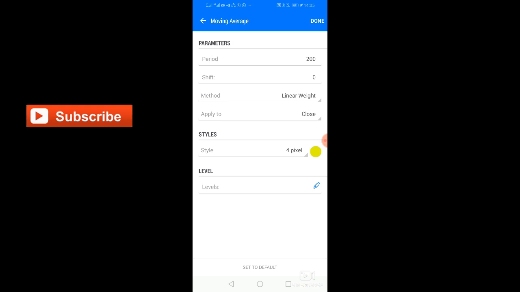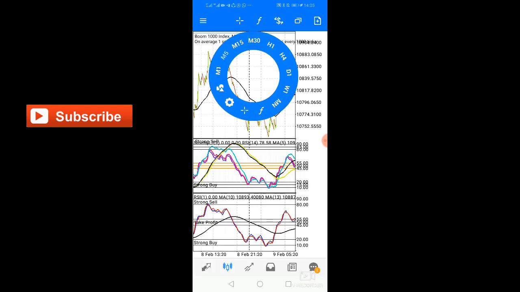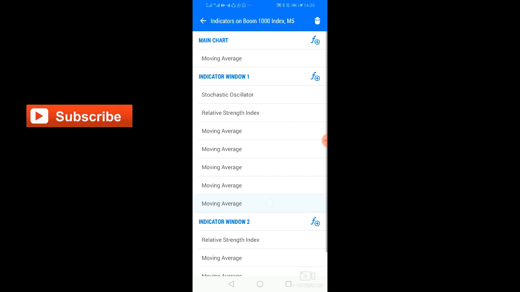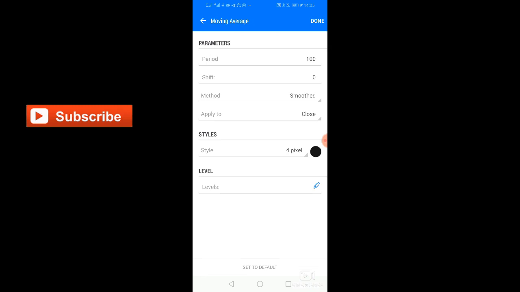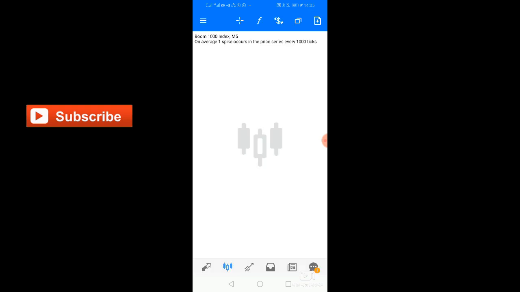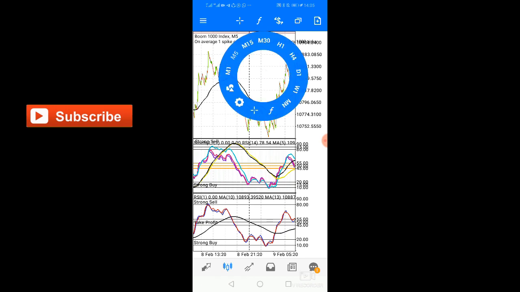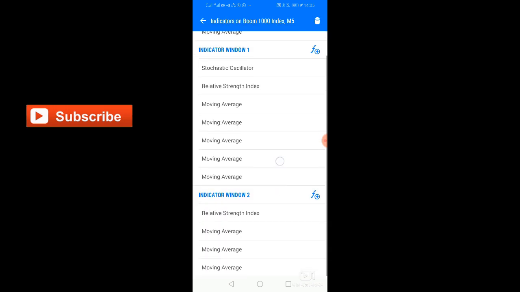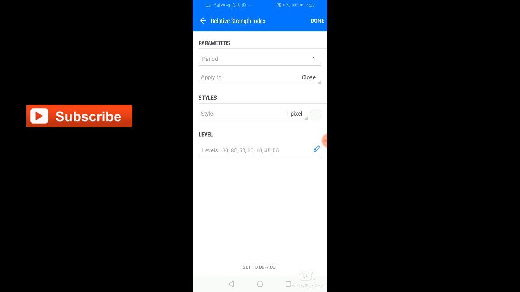The last one on indicator window 1 is our moving average 100, shift 0, method smoothed. Apply to close. The style, like I said, choose anything you like. Then we move on to the last indicator window, which is indicator window 2. In indicator window 2, we have the relative strength index with period 1, apply to close.